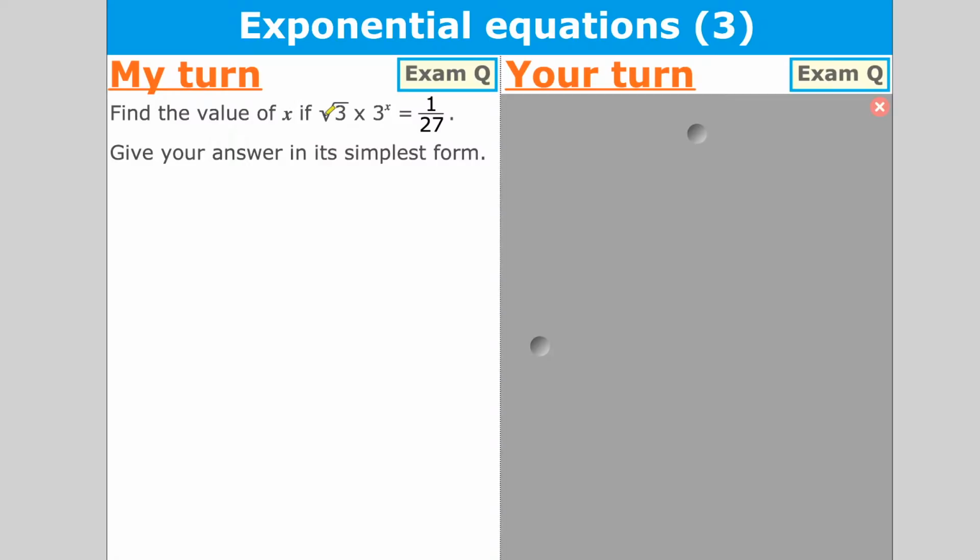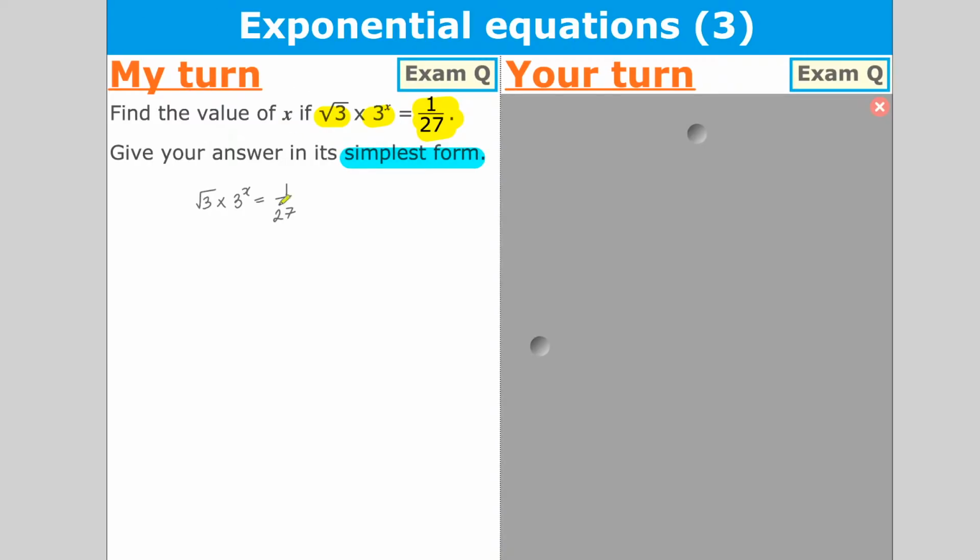Find the value of x if root 3 multiplied by 3 to the power of x is equal to 1 over 27. As I always do, forgive me, I like writing the question down. It gives me thinking time, stops me getting stressed out and flustered, and stops me making mistakes. Also notice that simplest form thing. That's in my mind.